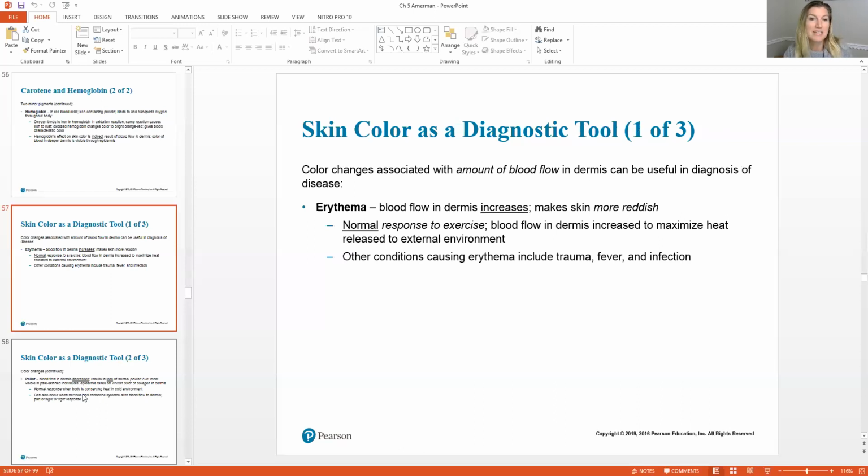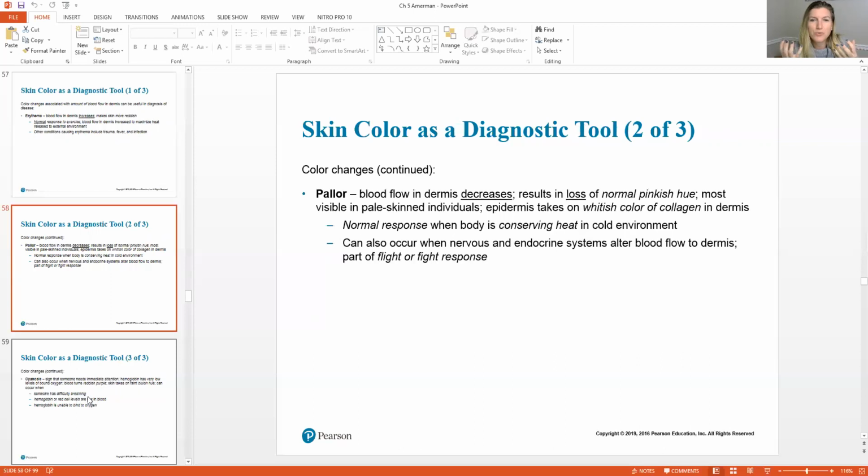The opposite of this is pallor, right? This is when the blood flow decreases. This is when your skin almost looks white or flushed. So this might be when you're about to faint, or when you're feeling ill. This could also be part of that fight or flight response, that oh my gosh, I just almost died. Whew. Right, a car almost hit me. That kind of I-just-saw-a-ghost look in your face, right? That's pallor.